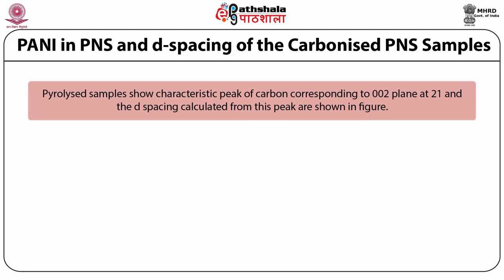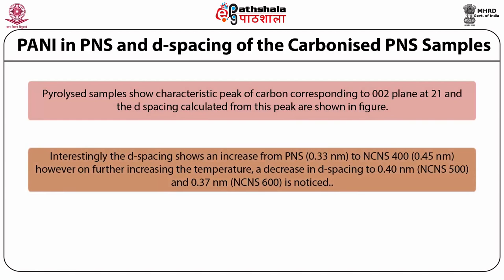Pyrolyzed samples show a characteristic peak of carbon corresponding to the 002 plane at 21 degrees, and the d-spacing calculated from this peak is shown in the figure. Interestingly, the d-spacing shows an increase from PNS, that is 0.33 nanometer, to NCNS 400, that is 0.45 nanometer. So there is an increase in d-spacing.